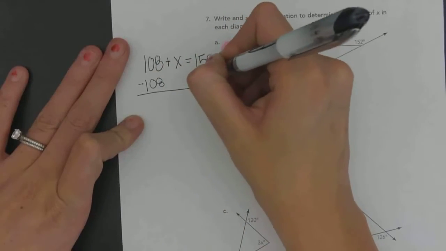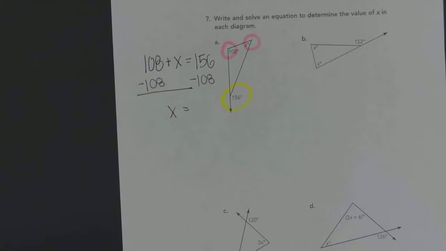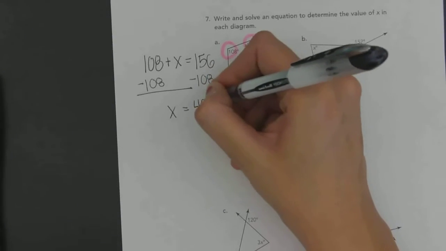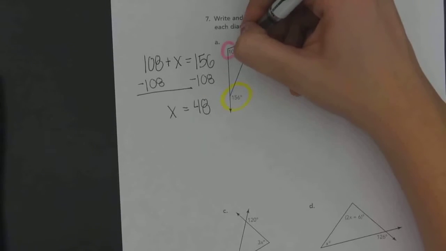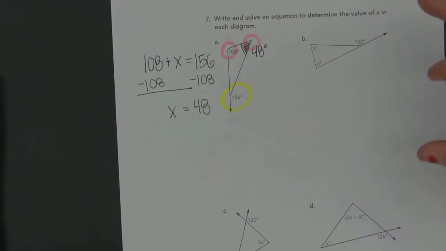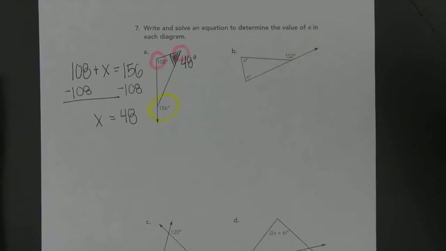Subtract 108 from both sides, and it would leave me with x equals 156 minus 108. It looks like 48. So I'm saying x over here equals 48 degrees, which makes sense. It's a smaller angle. It's definitely acute. Okay, here's where it might get a little bit harder.